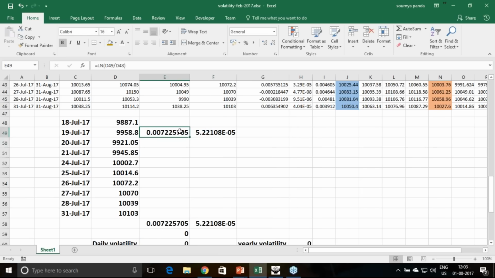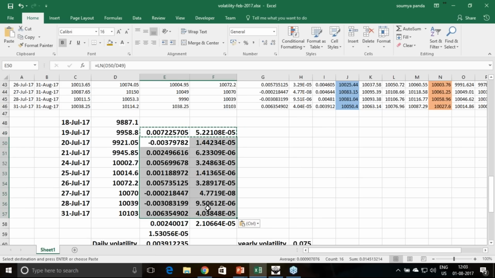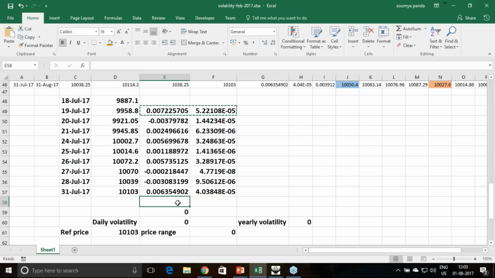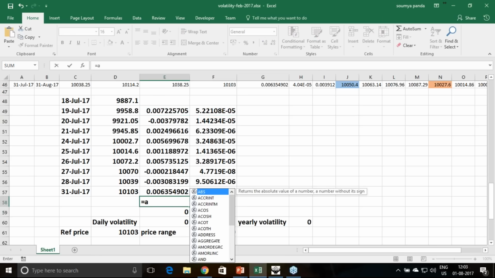Whatever data I got here for the 19th July, I will copy and paste in the remaining cells. I will get the ln values and ln square values for the different dates. I got it for 19th July, and same way 20th, 21st, 24th, 25th till 31st July. Then I have to take the average, because all these things I am doing to calculate the daily volatility.